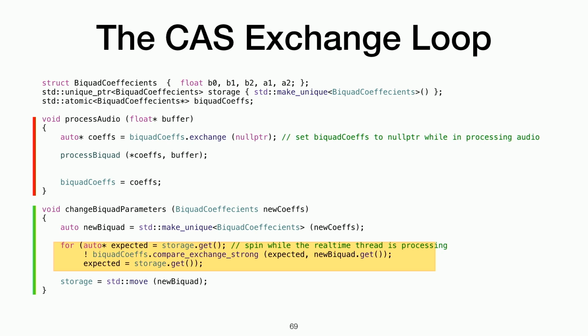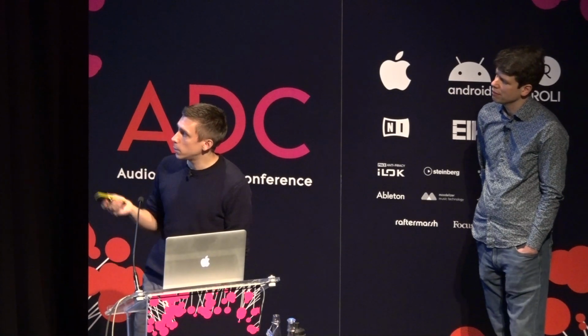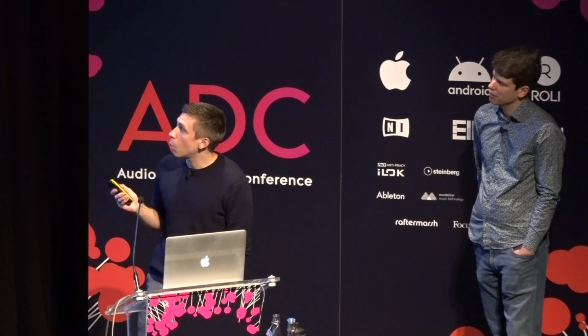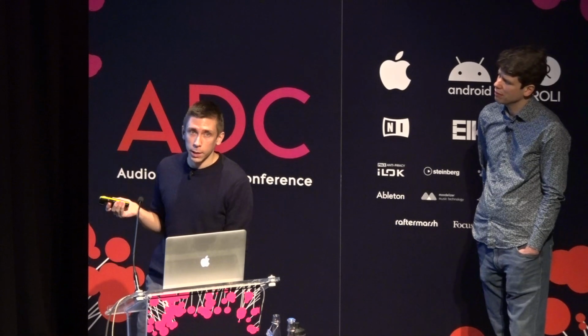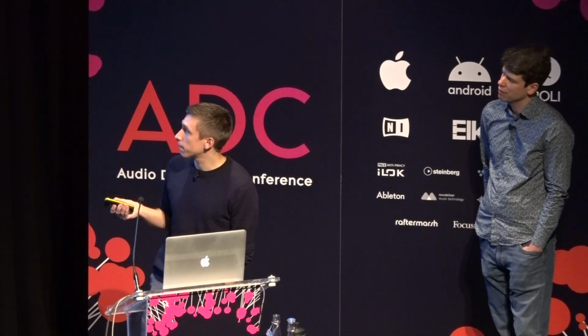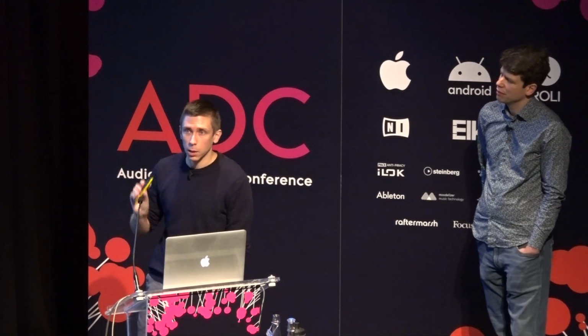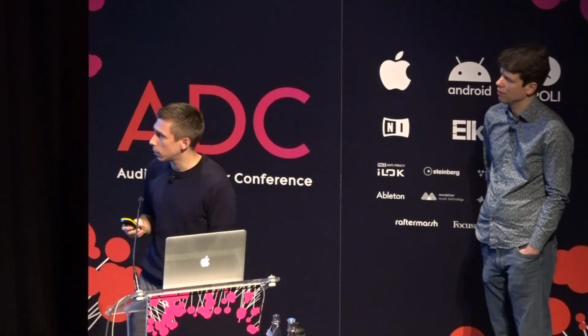So we do this, first of all, by checking what we expect to be in the bytecode coefficients atomic member. So we get the value from our storage, because these should be the same at this point. Then we do this compare exchange strong operation. So this is an operation on our bytecode coefficients atomic pointer. What this takes is, first of all, what we expect it to be here, and then what we want it to be if it is equal to our expected value.